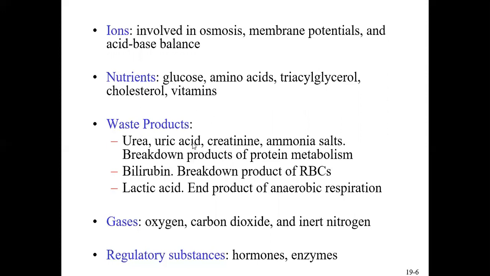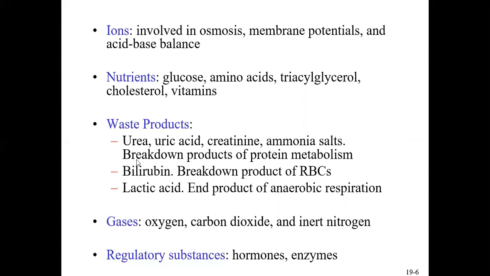Urea and uric acid, creatinine, ammonia salts, these are all byproducts or breakdown products from when you digest and metabolize proteins. You break those down and they produce some waste products. Your body has to get rid of those waste products. And so it's the job of the blood, in this case, the plasma, to transport those to the kidneys, where the kidneys can filter out the waste.